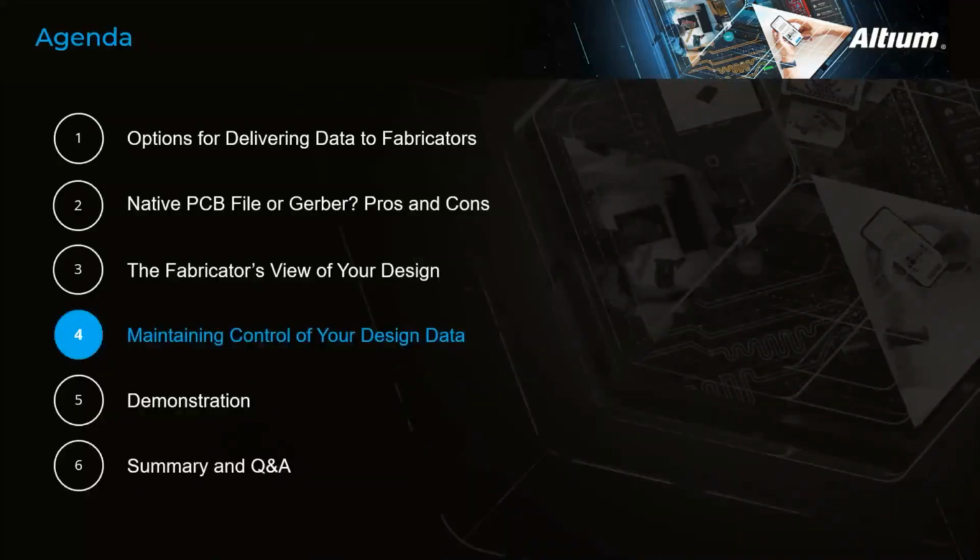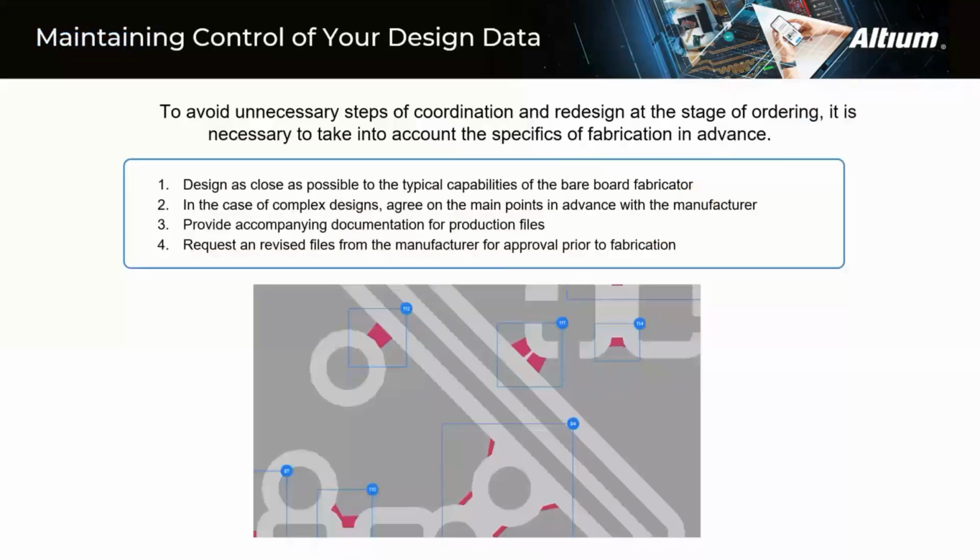Now let us discuss how we can control your design data. If the fabricator provides us with the Gerber files that they have updated with the adjustments, we proceed. Even for a simple board, comparing a set of production files manually is a serious task, and for a complex board, it is essentially impossible.